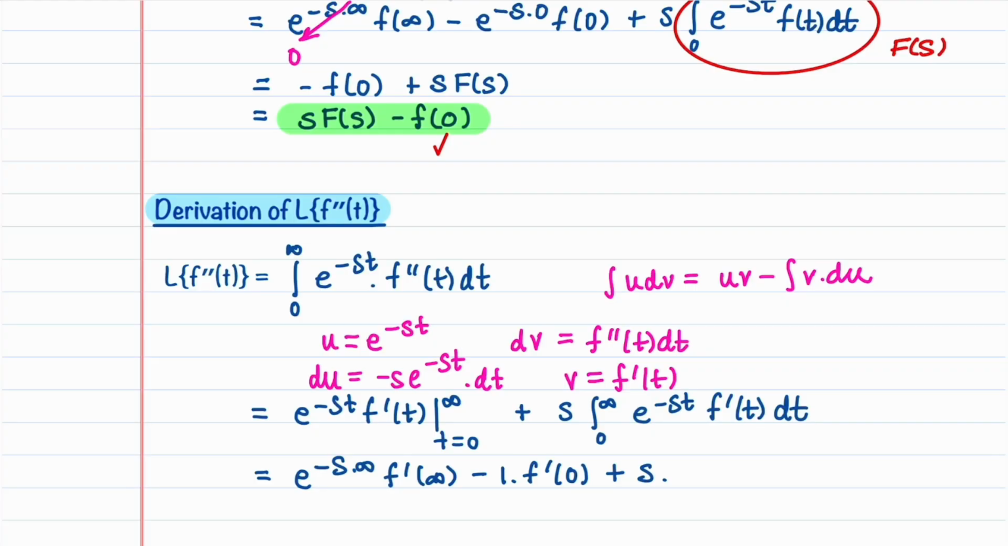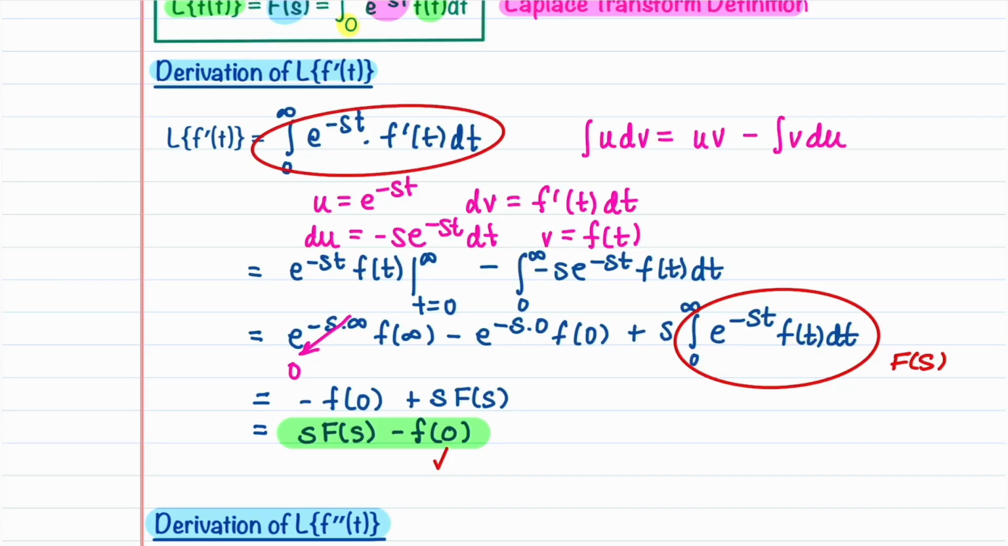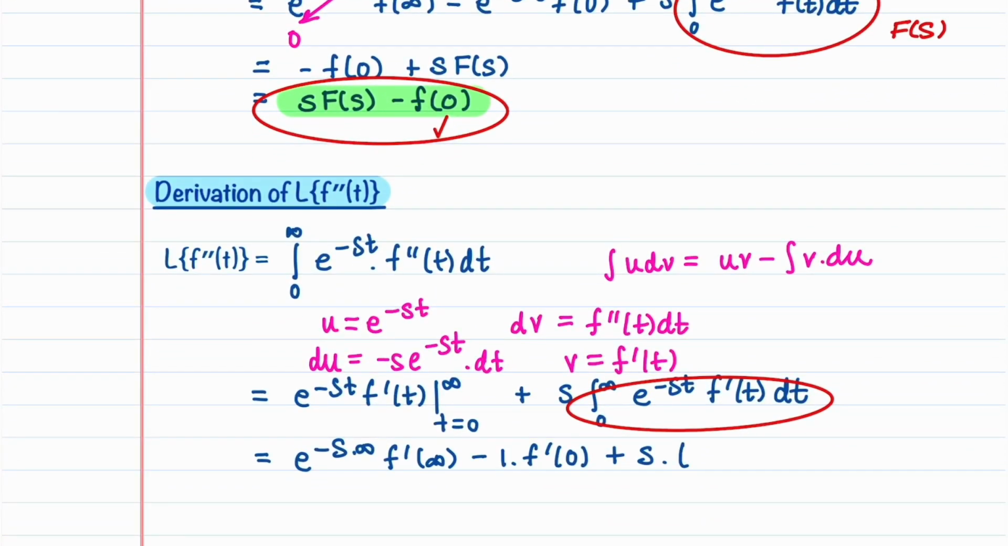And let's look at this integral right here. This integral is what we just evaluated up above. Let me go show you that. It's this integral right here, and we came up with that solution. So that's what we're going to substitute in. S times capital F of s minus little f of 0. This is s capital F of s minus little f of 0.